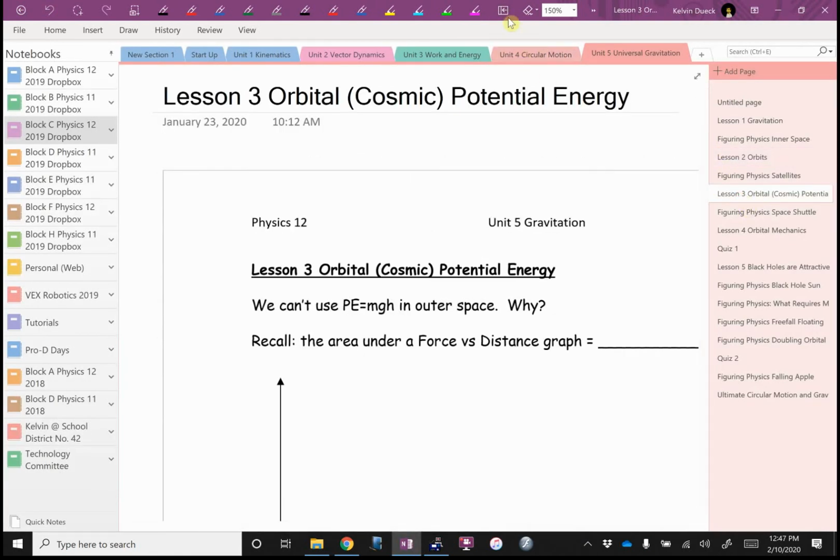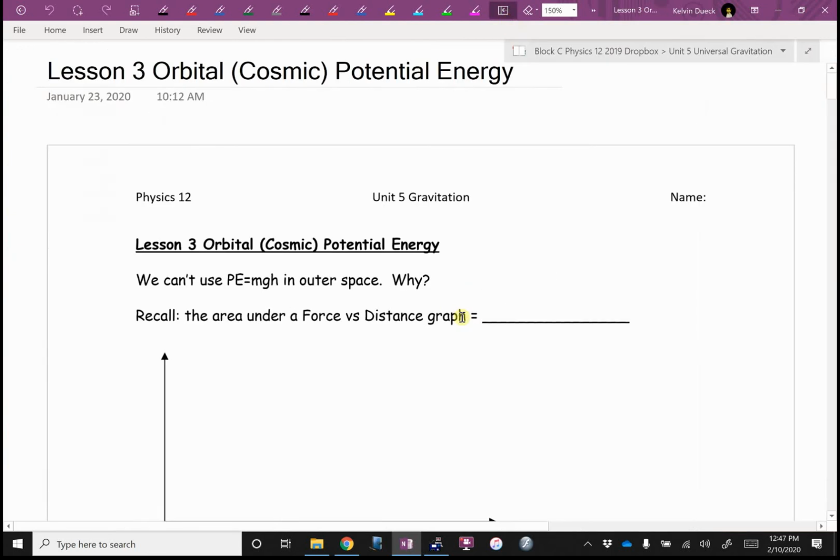Cosmic potential energy, or orbital potential energy. But since we're not always going to be in orbit, I'll just call it cosmic potential energy, the potential energy equation for the universe. First of all, why can't we just use mgh in outer space? Little g is changing. Yeah.